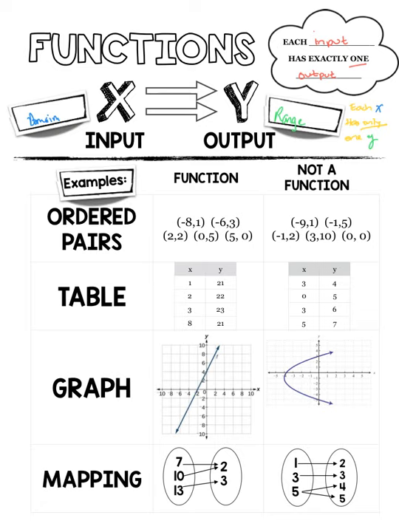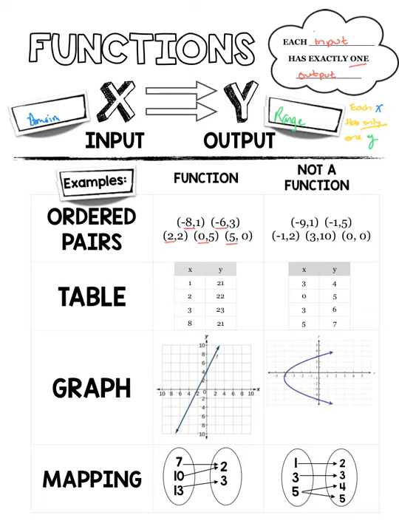So we are going to look at ordered pairs, a table, graph, mapping, and a couple of other things to determine if they are a function and if they are not a function. All right, so let's look at what we've got. Here is ordered pairs. These are functions. Why? Because every x has only one y value. We don't repeat any x's here. Every x has only one y.